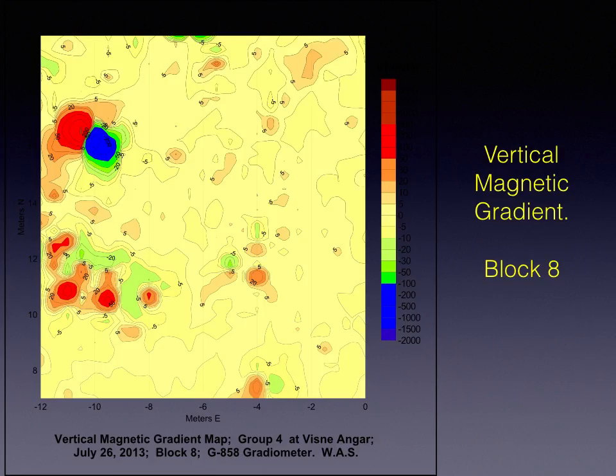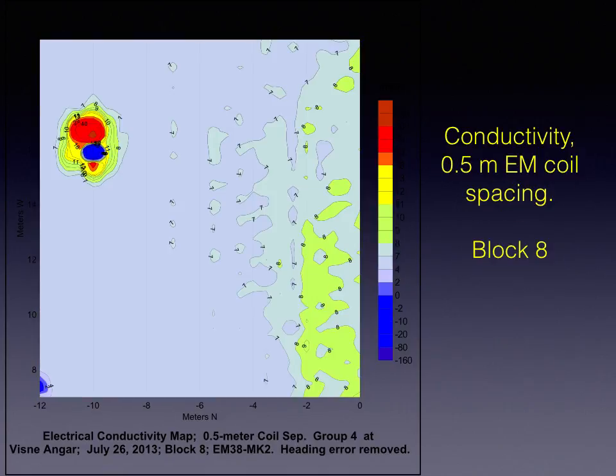We got the same when we did a close-up of that with the gradiometer, the cesium vapor magnetometer. We got the same basic hit, so it's both magnetic and conductive. Same object using the conductivity at a 1/2 meter spacing.